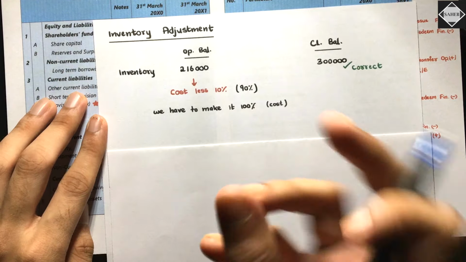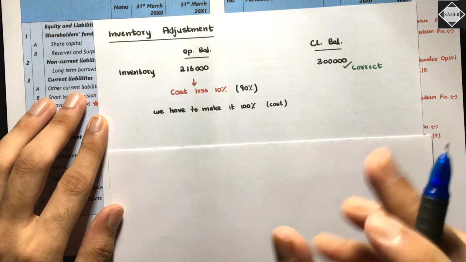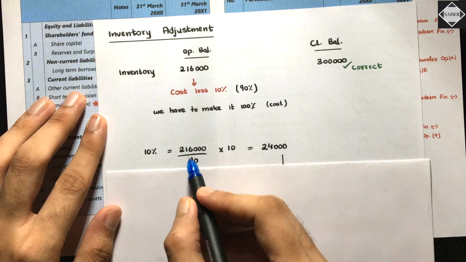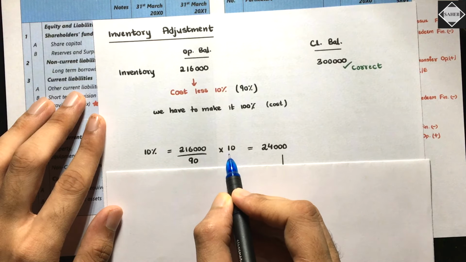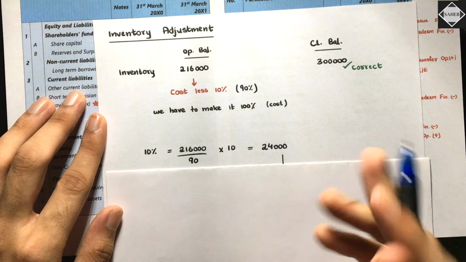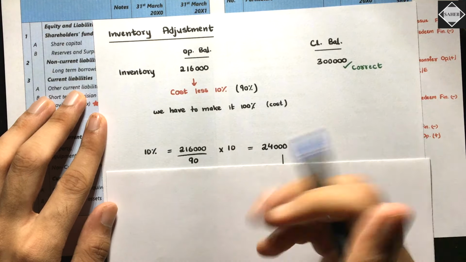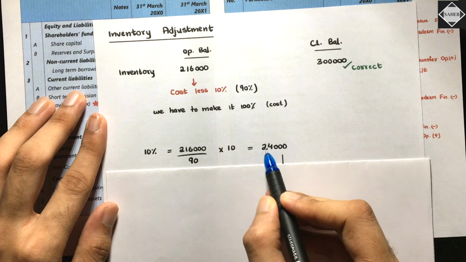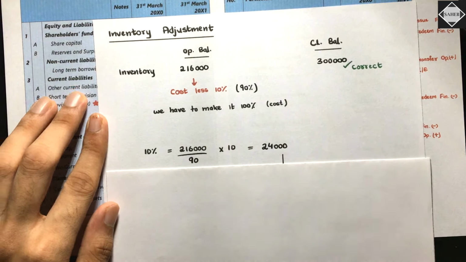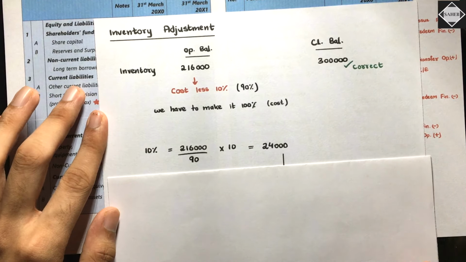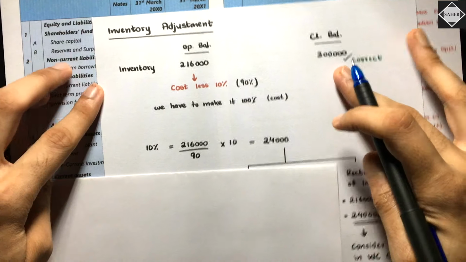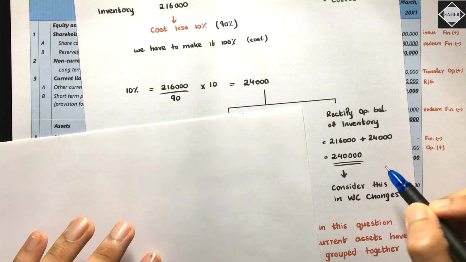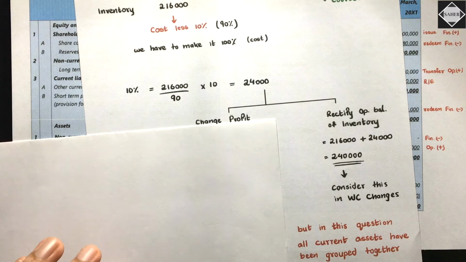So now how will that happen? First we have to calculate that 10%. We can calculate that 10% directly, or make it 100% also. So let's calculate 2,16,000 divided by 90 into 10. If we do, we get to know that 10%. It is cost less 10%, right? So that 10% decrease is 24,000. It is valued less by 24,000. So we will increase. See here, rectify opening balance of inventory 2,16,000 plus 24,000, equal to 2,40,000.